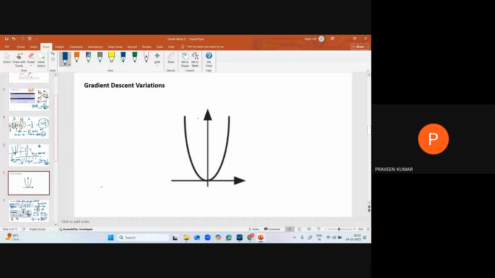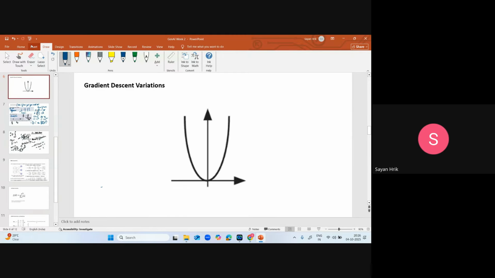Could you explain cross entropy once? I joined a bit late, and the voice was breaking. Could you please repeat cross entropy once, the formula of cross entropy and how it works? Yes, sure. I'll write it again for you. I'll create a new slide here.